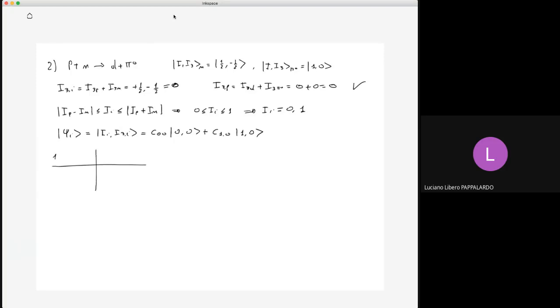So this is 1/2 times 1/2. Then we have I equal 1 and I equal 0. And then we have I3 equals 0 and I3 equals 0. And then we have I3p equal 1/2 and I3n equal to minus 1/2. Okay, so let's move back to the slide. So let me take the values from the tables.